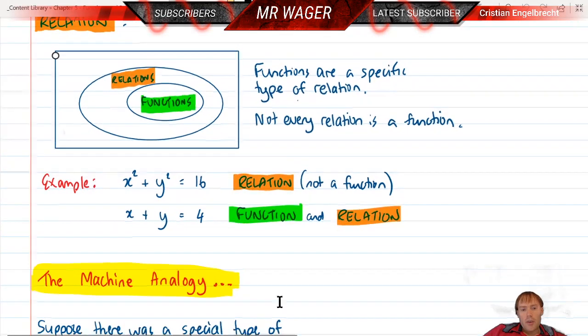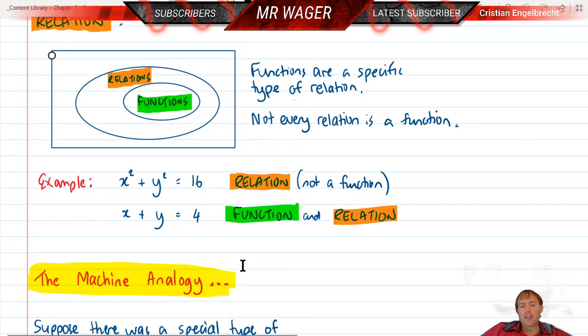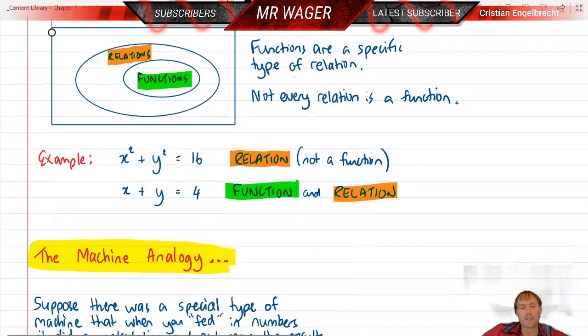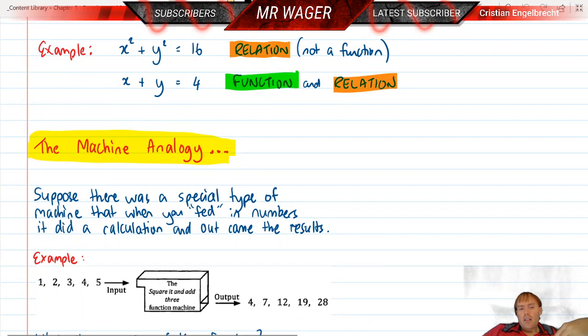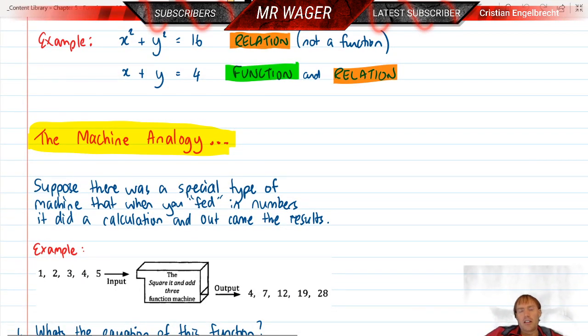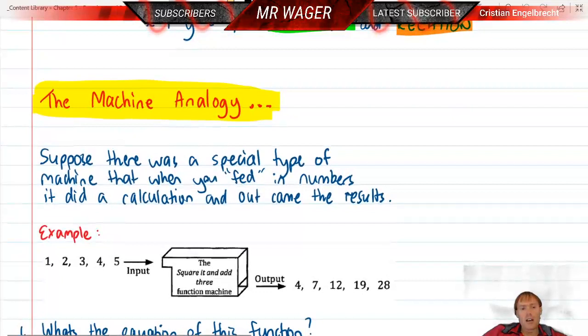The last thing I want to talk about for this type of stuff with functions, before we go through a couple of examples, is this whole idea of the machine analogy. All right, so this is just another way to think about this kind of stuff. So imagine you've got a machine, and it's a special type of machine where if you feed it numbers, called input numbers, it will do a calculation, and then at the end it will spit out a number. It'll give an answer, okay?